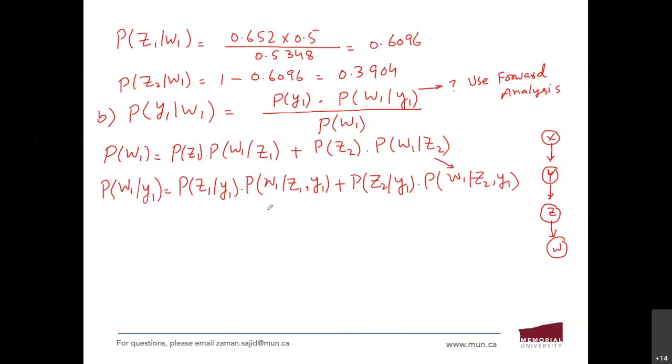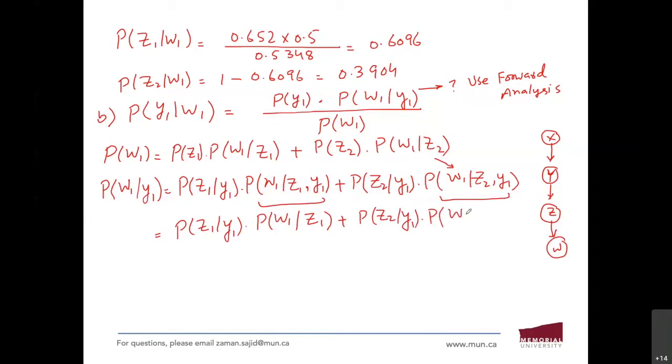Again, we use the Markovian condition on these two. As you can see, Z is the parent of W. So I can eliminate Y's impact on W here. So using the Markovian condition, I will have this term as, given that it will be only Z1, plus probability of Z2. Now we just need to plug in our values here.